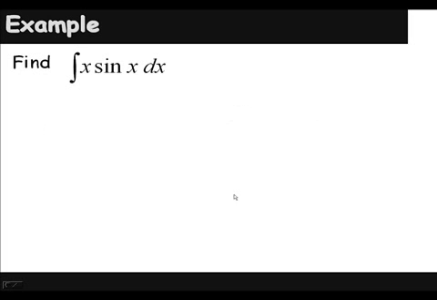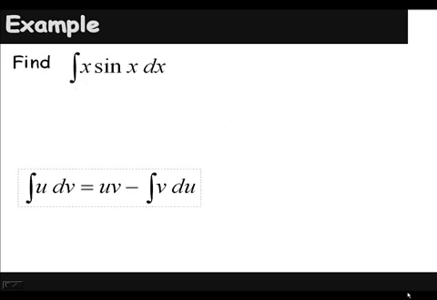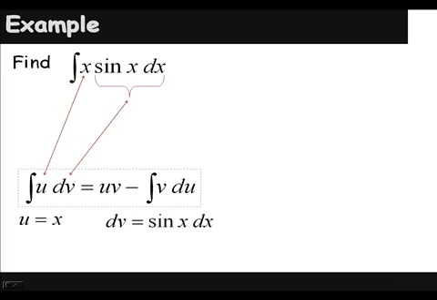Here's an example. We're going to find the integral of x sine x dx. So what we're going to do here is try to plug things into this little formula, integration by parts. We're going to identify u as being x, and the rest of the integrand, sine of x dx, as being dv. From there, if u equals x, we can take the derivative of both sides and get du equals dx. If dv equals sine x dx, we can take the antiderivative of both sides and get v equals negative cosine x. Now we have all the players.